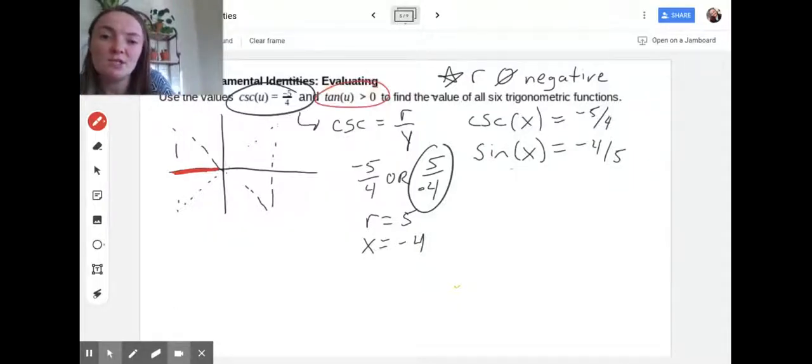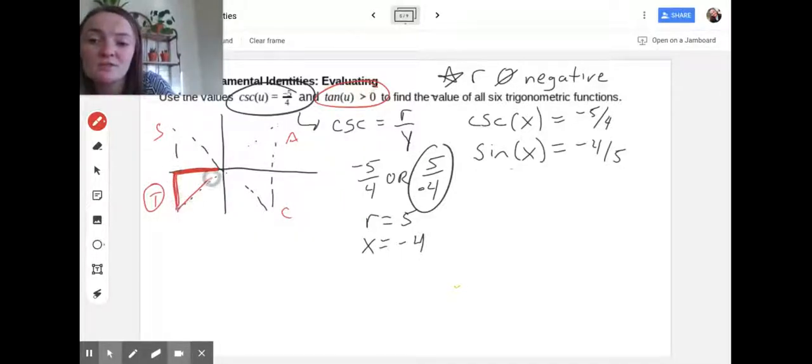We know one more piece of information: tangent of u is greater than 0. If I go back to All Students Take Calculus, where is tangent greater than 0? The T for tangent is greater than 0 in the first quadrant and the third. So we're going to use this triangle as our reference. I know this is going to be negative 4, and this is going to be 5. If I remember Pythagorean triples, this would also be 3 here. It's a 3, 4, 5. You could also prove it by saying negative 4 squared plus b squared is equal to 5 squared, and you would see that b is equal to 3.